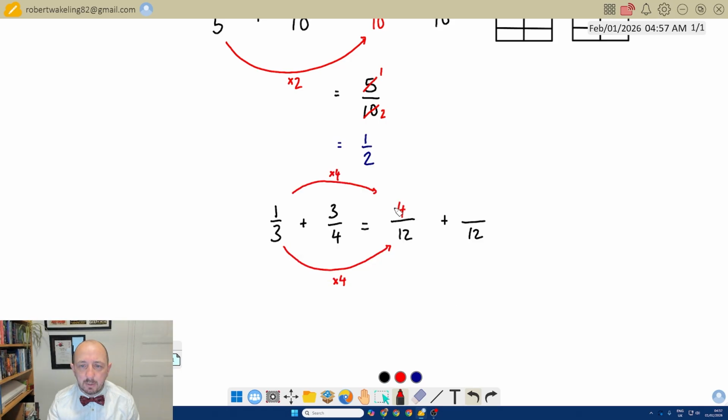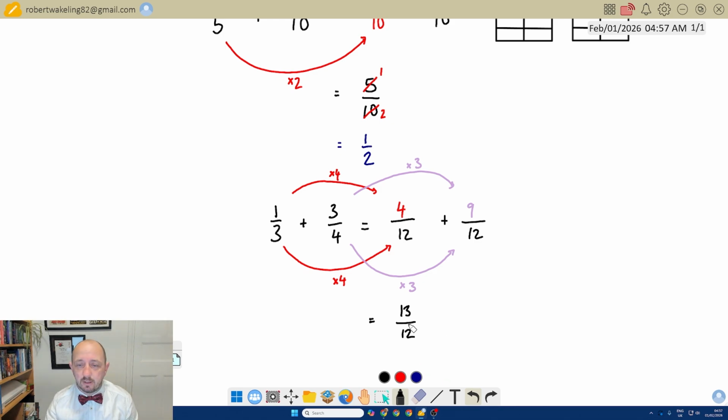For the second number, what do we multiply 4 by to get 12? It's the opposite denominator, 3. So we do the same to the top number, times by 3. 3 times 3 is 9. And we can add these together now that we have the same denominator. 4 plus 9 is 13. Okay, so this can't be simplified any further.